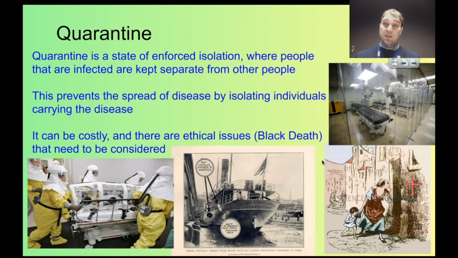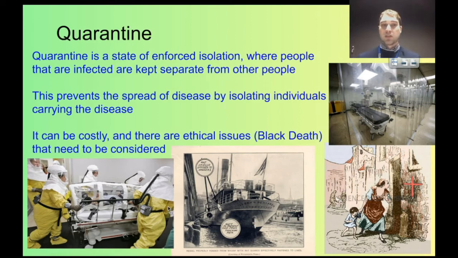This prevents the spread of disease by stopping people from being able to contact other people and therefore pass on the pathogen. If it's airborne, you keep them in areas where they can't breathe on other people, or you might put them in little tents and have everyone around them using suits. If it's by direct contact or skin contact, again, you isolate them so that they can't touch other people while they're infectious.